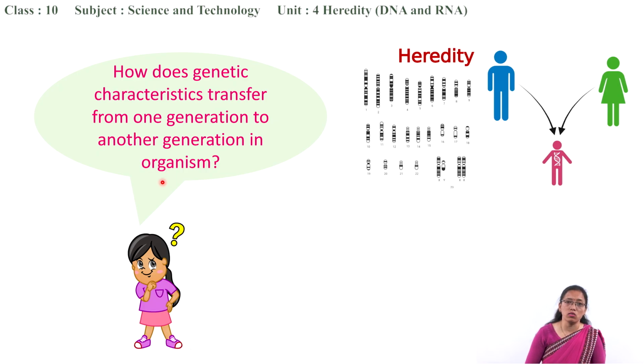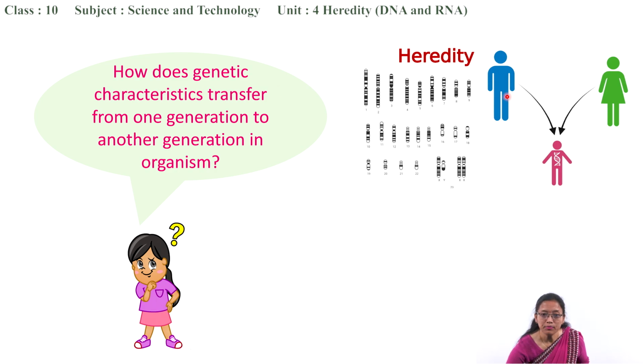In the previous class also, we discussed that some characteristics of parents are transferred to the offspring. In some cases, the same characteristics are transferred. In some cases, some characteristics are mixed up and transferred to the next generation. Then how are these transferred? By what means do they go from parents to offspring?